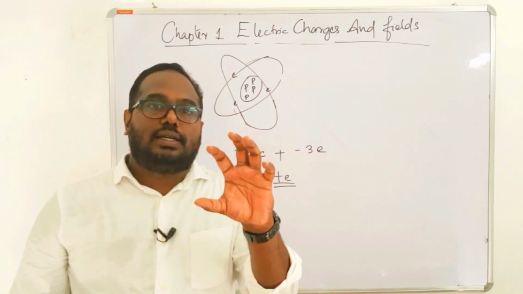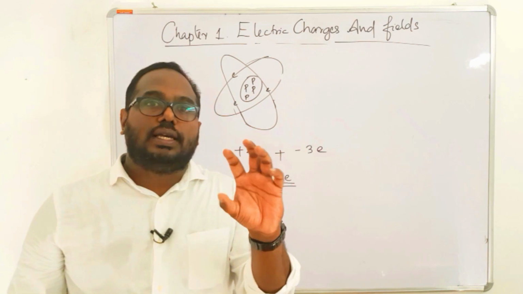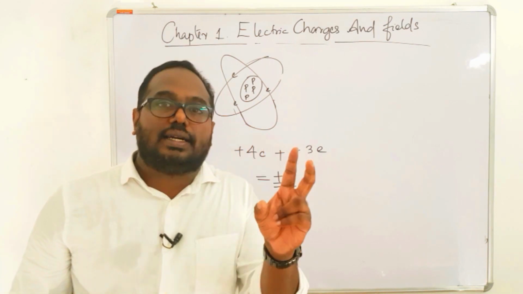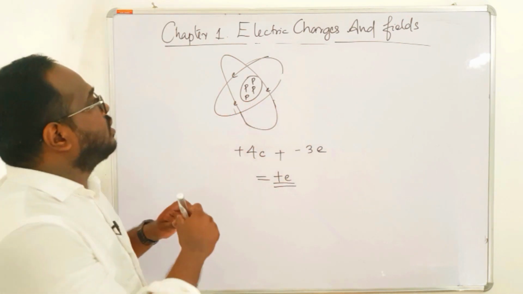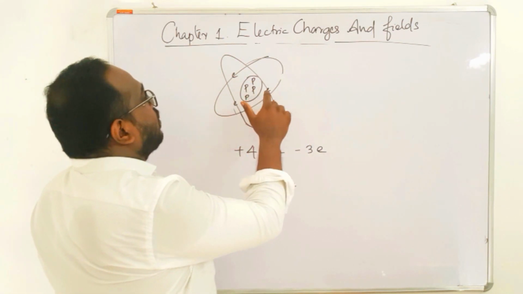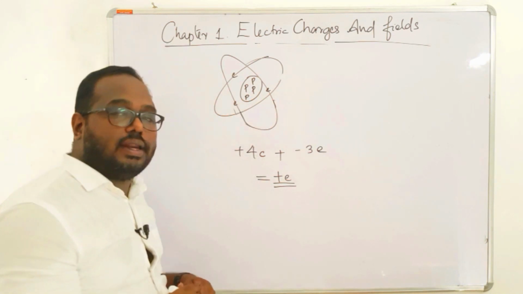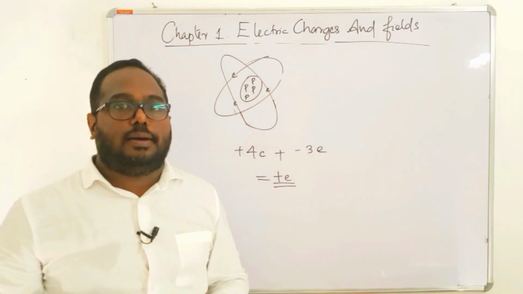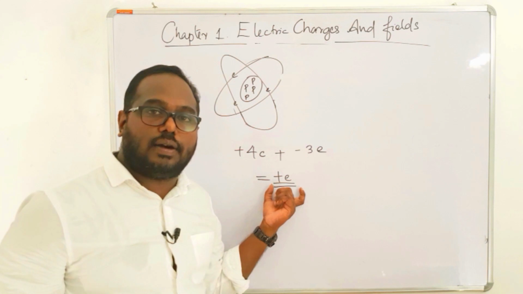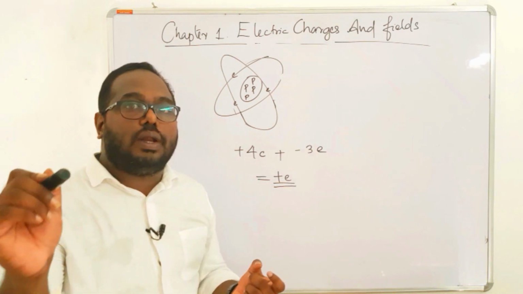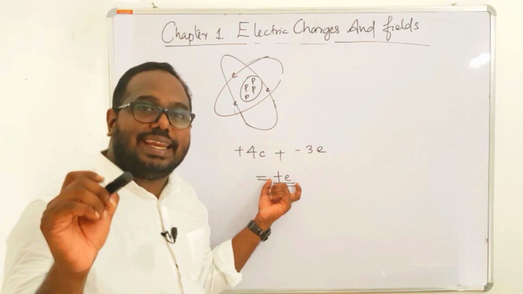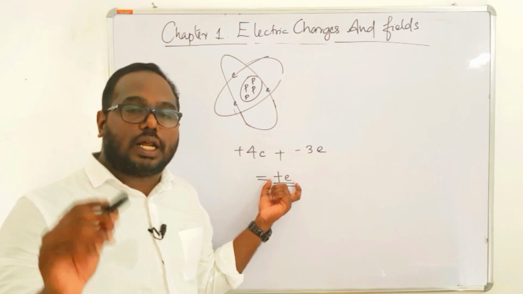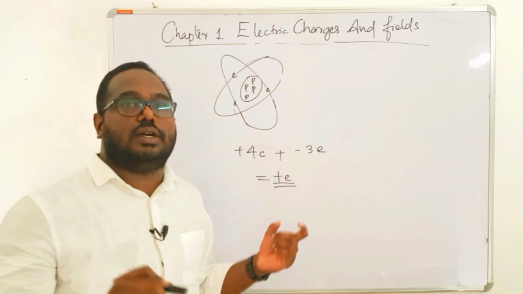So the charge on a body is the net charge, not the total content of charge. It contains 4 plus 3, 7 charged particles. But what is the net charge? It is only 1. So the charge of a body depends only on the net charge.